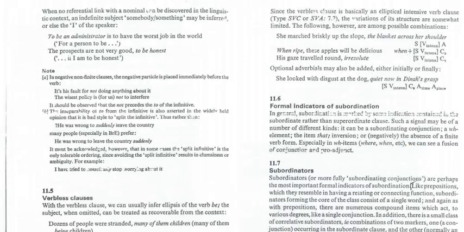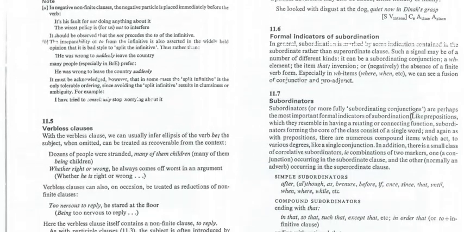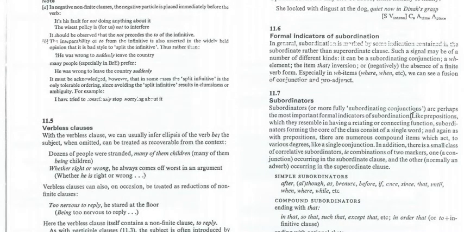Now 11.7 subordinators، أو ممكن يسموها subordinating conjunctions، روابط التبعية، are the most important formal indicators of subordination. هي الأكثر أهمية أو الروابط الرسمية الأكثر أهمية للعلاقة التبعية اللي هي relation between two clauses. For example، عند the prepositions they resemble in having a relation or connected function. يعني أكثر شهرة من حروف الجر اللي أيضا لها وظيفة الربط.